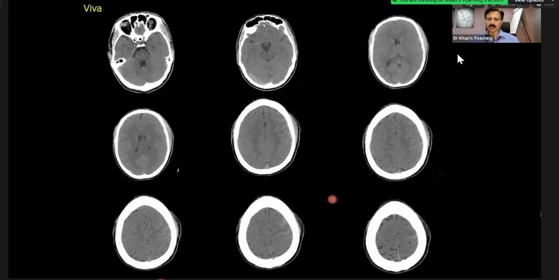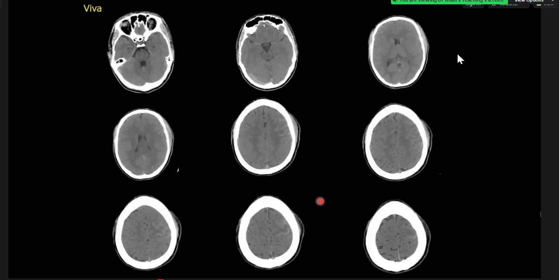Is there some finding? Yeah, there is some. Sorry, I just quickly go through. Go to the vertex, please. There is some subarachnoid hemorrhage on the left cerebral hemisphere towards the vertex. Can you be sure that this is subarachnoid hemorrhage? Can it be anything else other than subarachnoid? Yeah, there could be calcification, gyral fold calcification.